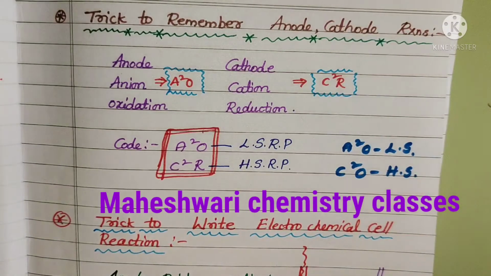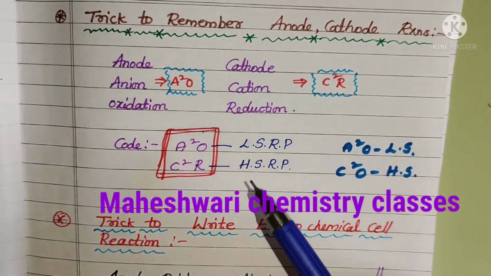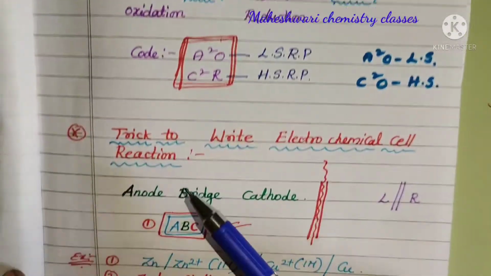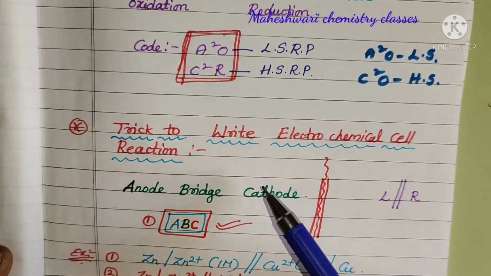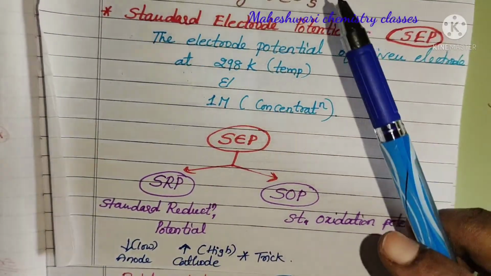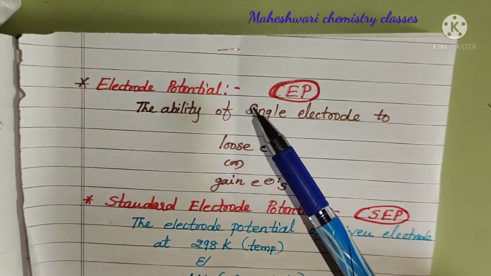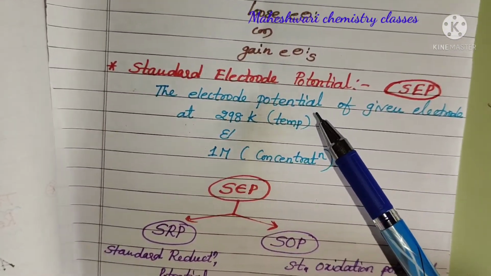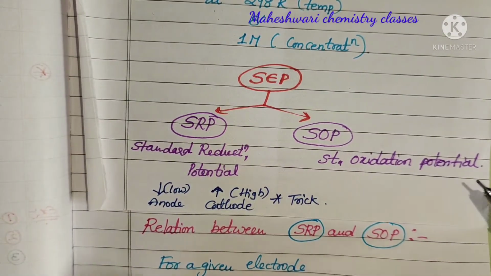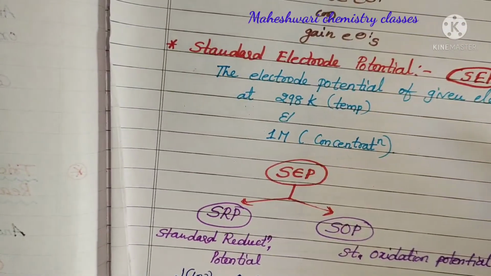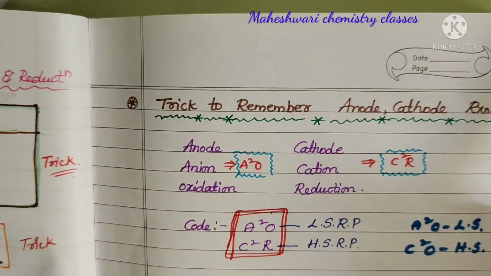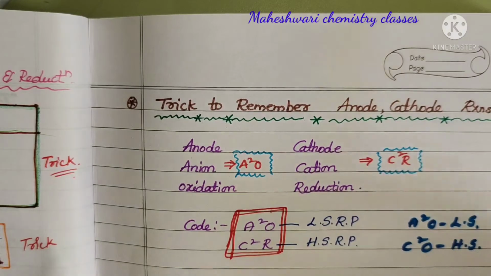Hi, today our topic is the trick to remember anode cathode reactions, and the trick to write electrochemical cell reactions and electrode potential, standard electrode potential, based on that one trick. Later we have to solve some of the problems. See here, first, the trick to remember anode cathode reactions.